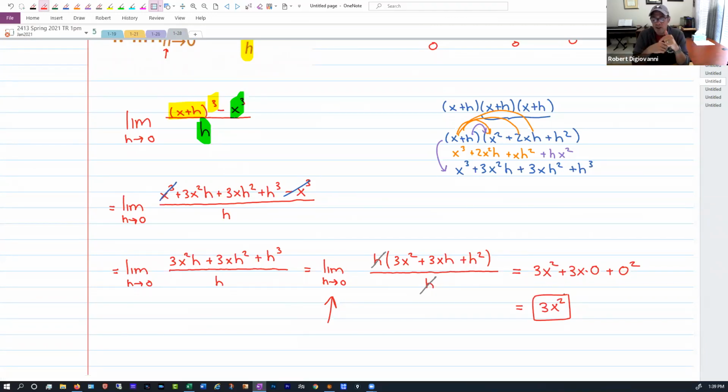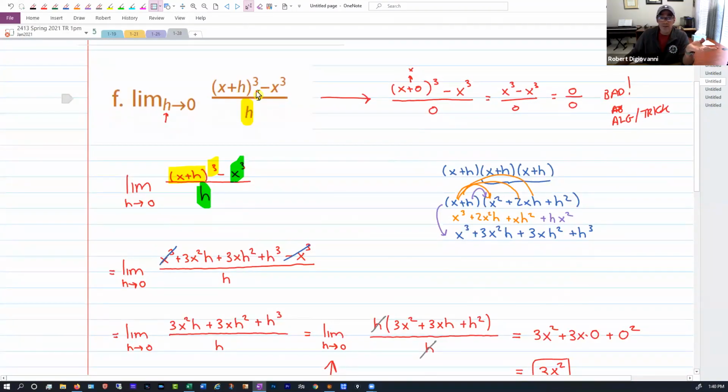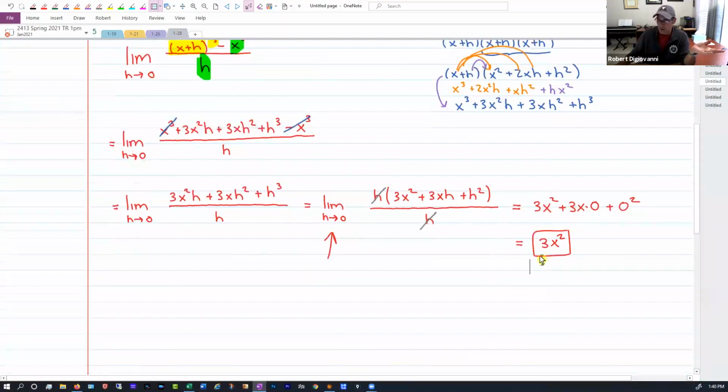Now, this is the first time we've done a limit and our answer was not a number. Do y'all agree that our answer is just an expression, 3x squared? Everything else has been a number, and that's because the original limit had 2 variables in it. One of them was going to 0, so the h went away, but the x is still going to be in our answer. It's got to be somewhere, and here it is, 3x squared.